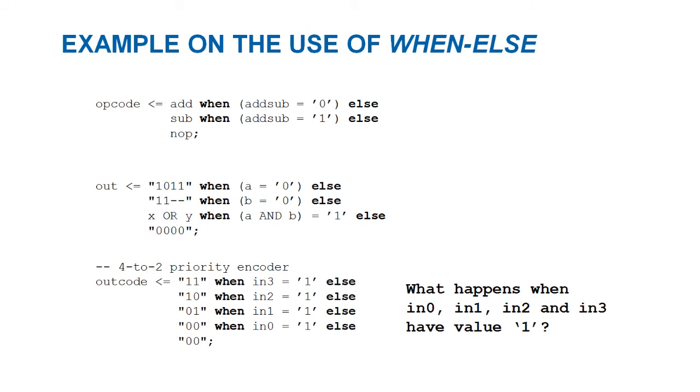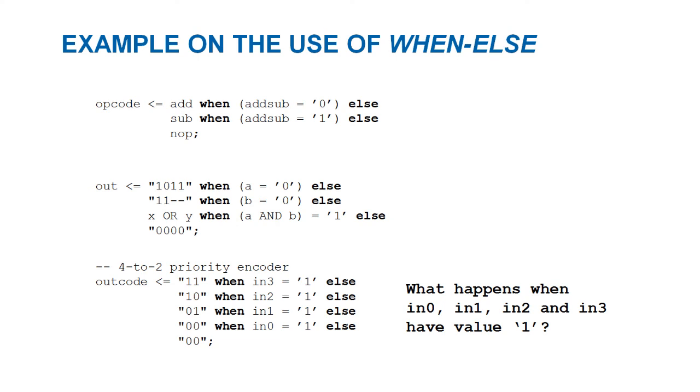Here we have examples of how to use when else statements. These are also similar to the previous examples that we have seen. Opcode will be given the value add when add_sub has the value 0. Else opcode will be given the value sub when add_sub has the value 1. Else no operation or something like that will be assigned to opcode. So it's always nice to have an else for what to do when none of the conditions are satisfied.